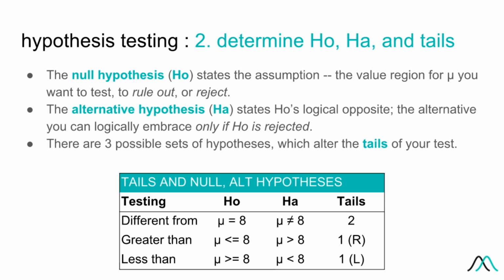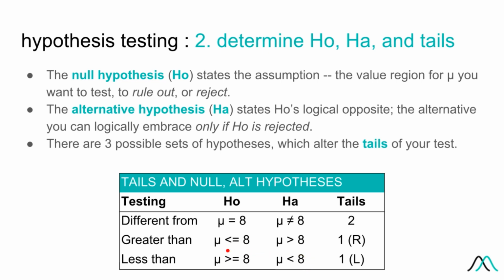If you wanted to test whether mu is only greater than some assumption, you'd use a right-tailed test, one of the types of one-tailed tests. Here, you'd begin with the assumption, the null hypothesis, that mu is either equal to or less than 8, because if you can rule all of this out, logically that only leaves the possibility that mu is greater than 8. A left-tailed test, then, is very similar, but the mirror image.